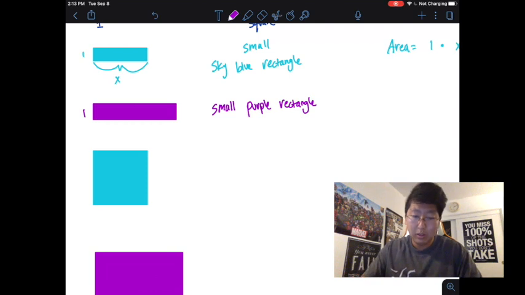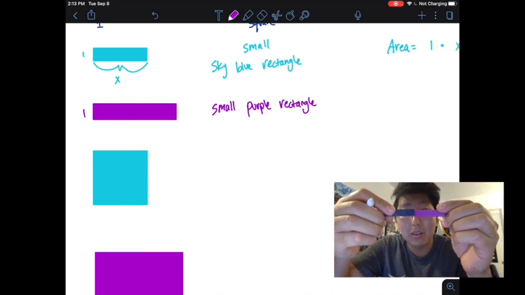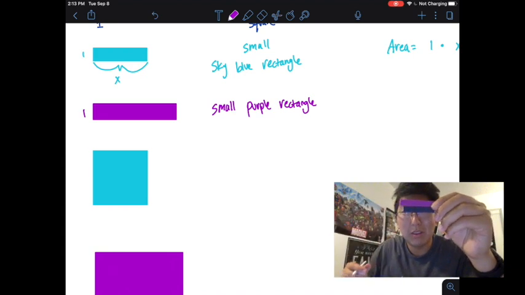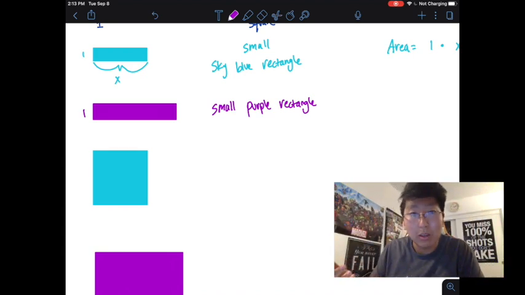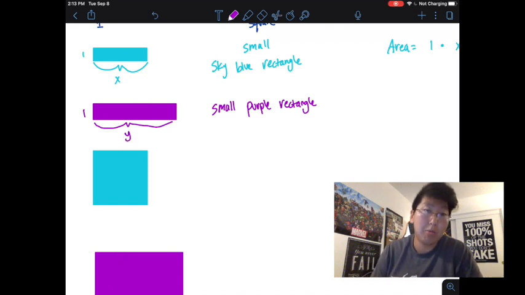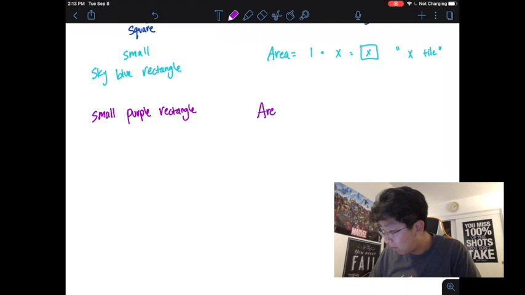And just so you know, I could go ahead and put one of these tiles and line it up right next to it. It's the same height. But the base is a little bit unclear. So the height is 1, but the base here, we'll call it y. Y is another variable, right? We don't know what the value is, so that's what we're going to call it, y. So the area here, 1 times y. And 1 times y is y. So here we're going to call this the y tile.